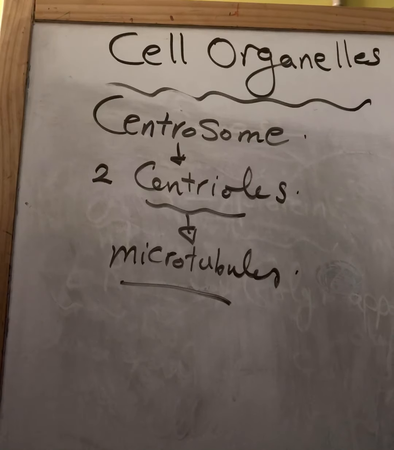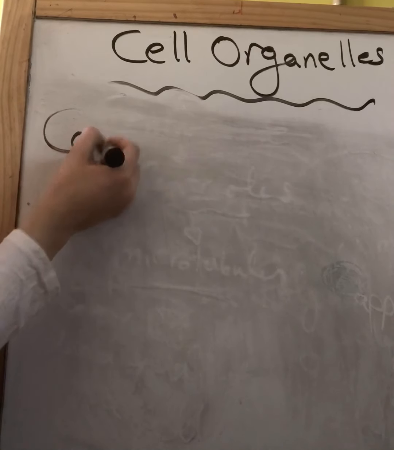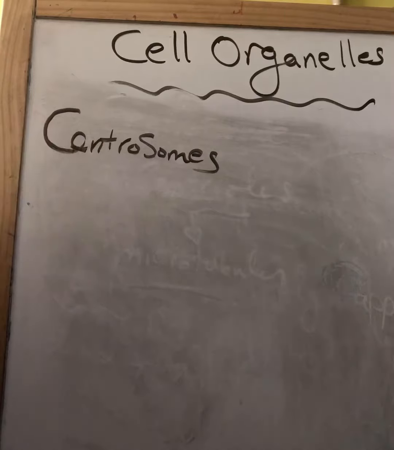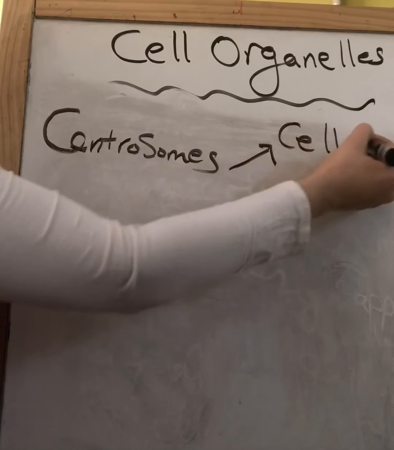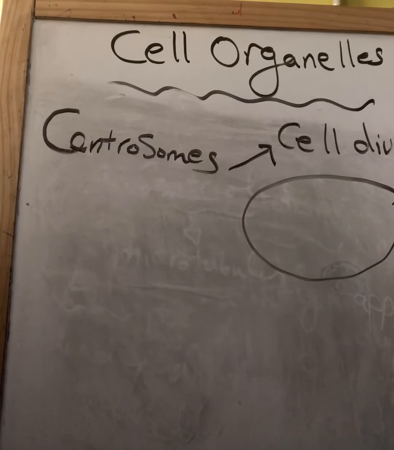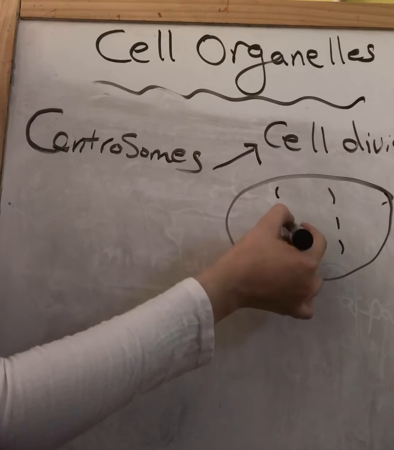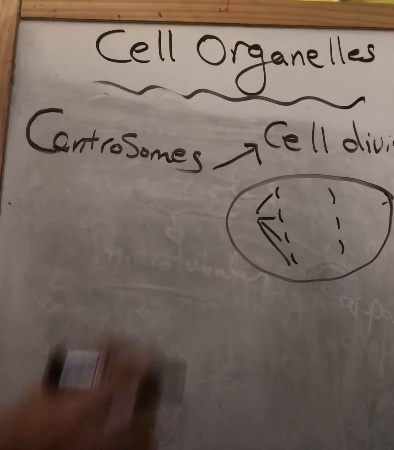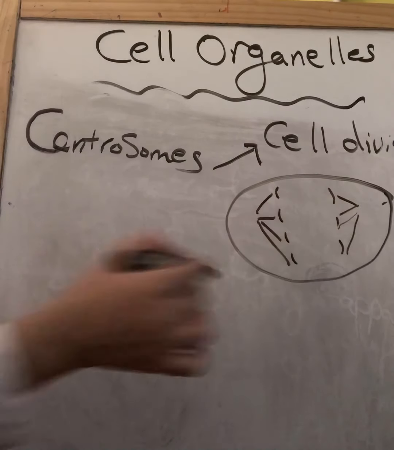How? Centrosomes or centrioles, they organize microtubules in cell division. In cell division, how? As you know, during the division of the nucleus and division of chromosomes, those threads are called spindle fibers. Which organelle is responsible for organizing those spindle fibers?